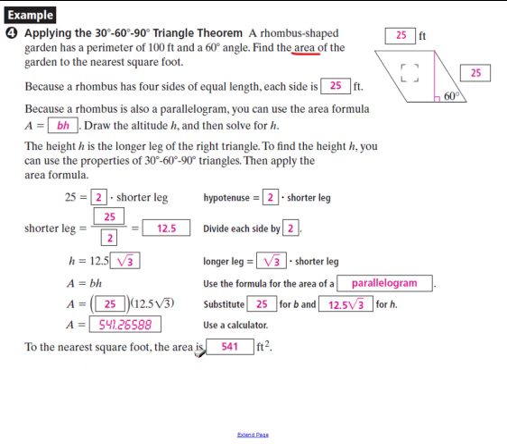Alright, that's about it. Again, it's just a couple of shortcuts looking at some special right triangles that are always going to be similar to each other. Every 30, 60, 90 triangle is similar. Every 45, 45, 90 triangle is similar. So we can take advantage of those proportions and use those in problem solving.